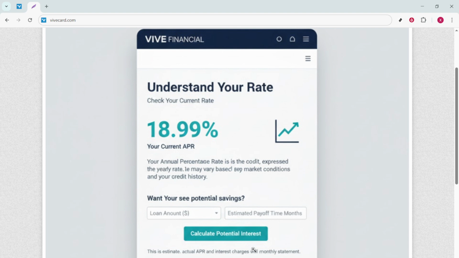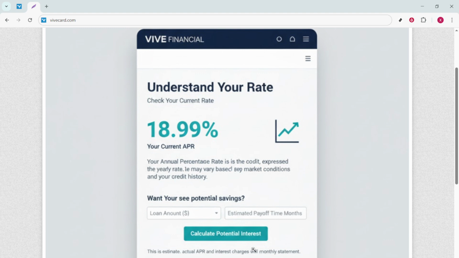Finally, review fees and terms in your agreement. Look for late fees, return payment fees, any minimum interest charge, and the rules around promotional offers, including what triggers a rate change. Check whether certain transactions have different rates or no grace period. If anything is unclear, contact customer support and ask for a plain language explanation.